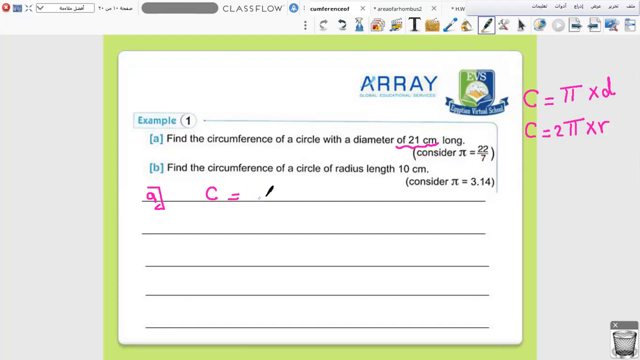So circumference equals pi times d. I'm going to write the rule. Pi is 22 over 7, multiplied by the diameter, which is 21. I can simplify: divided by 7 equals 1, divided by 7 equals 3. 22 times 3 is 66 centimeters, only centimeters, not centimeters squared. It's circumference, it's like a perimeter.